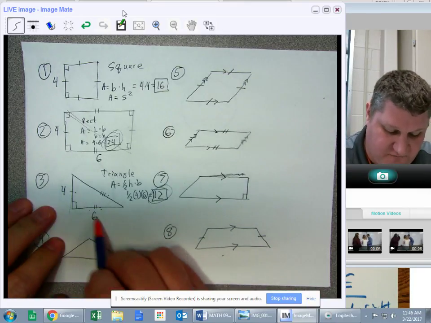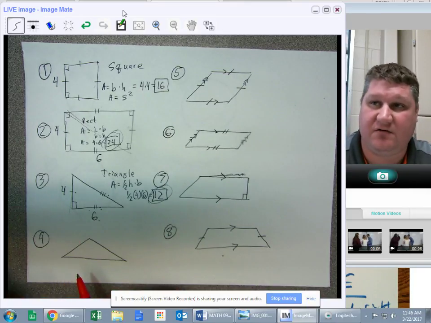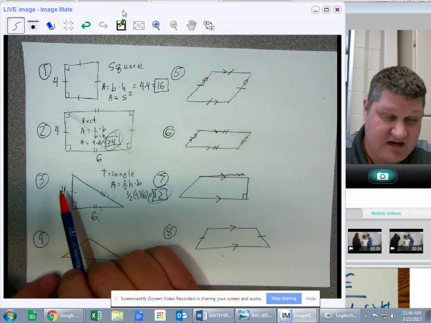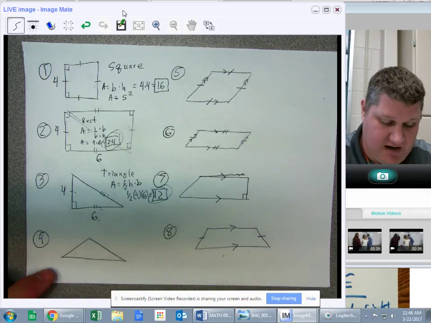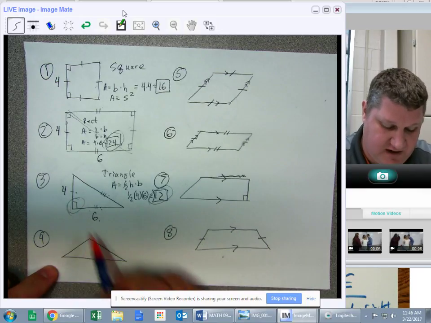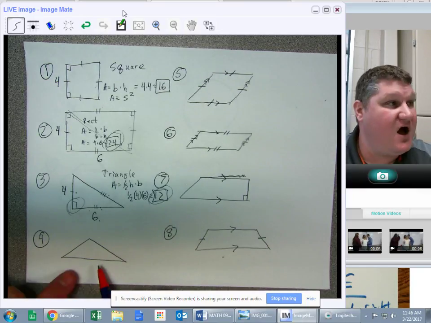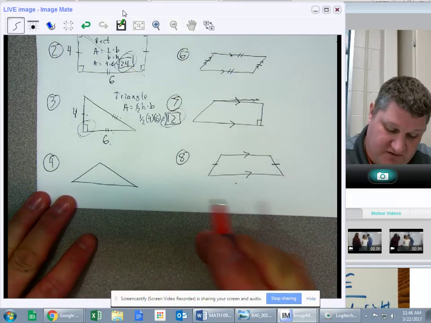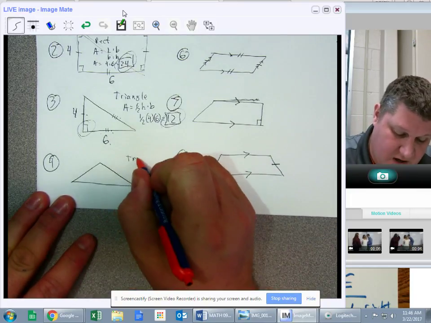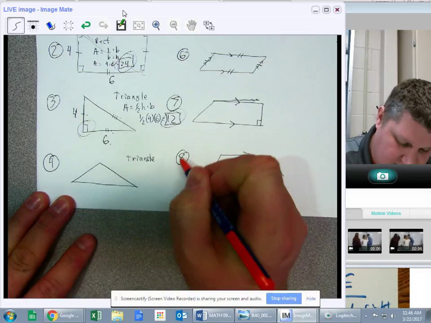Now, how come I can just use 4 and 6 on this particular triangle? How come I can just say 1/2 of 4 times 6 on this particular triangle? What's special about it? It has a right angle. If it has a right angle, I can use the two sides. What is not true about number 4 here? It is a triangle, but what it is not a what? It's not a right angle.